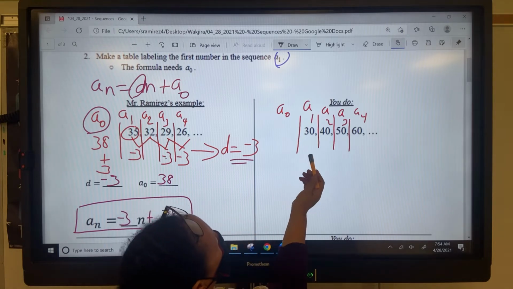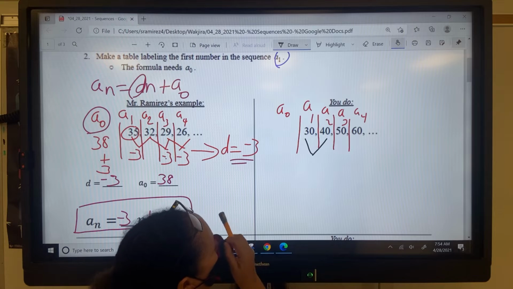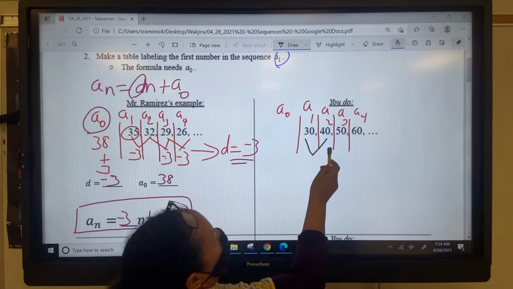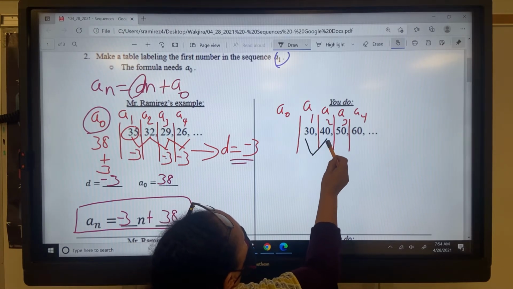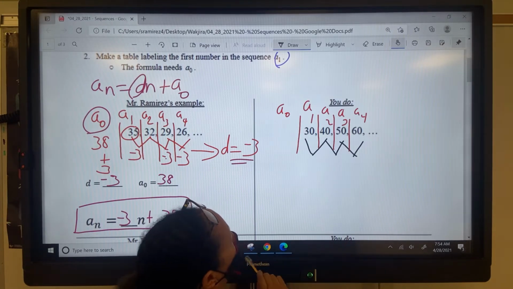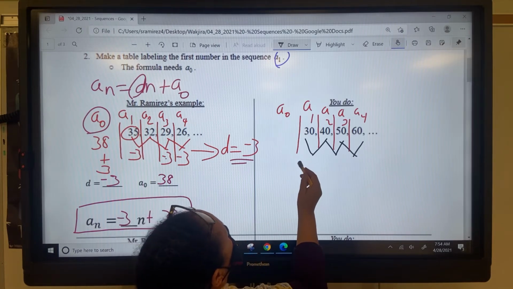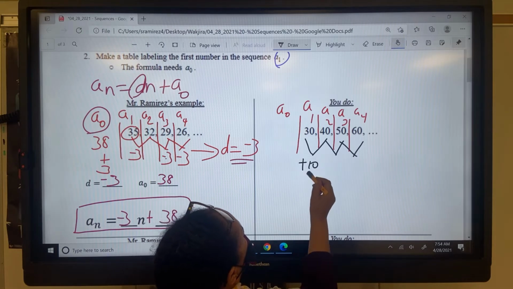Okay, when you see now from here up to here, what do you see? From 30 it goes to 40. From 40 it goes to 50. From 50 it goes to 60. That is, it adds up 10 each time. So add up 10.